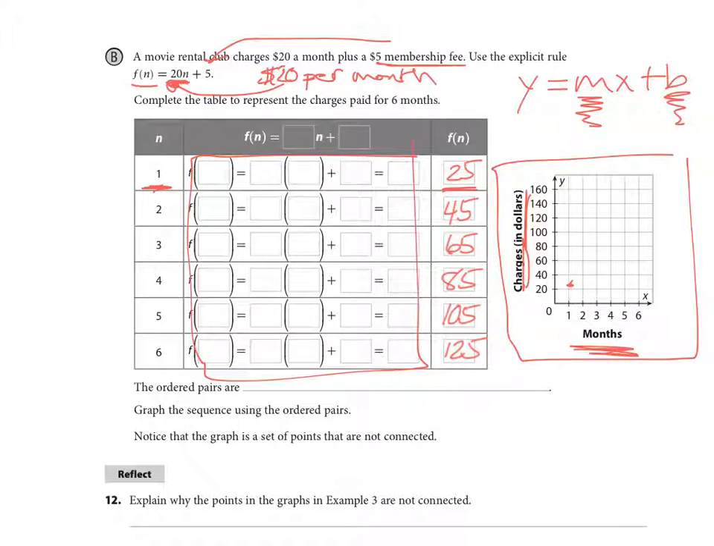Is this going to be a continuous or a discrete function? Discrete. This is discrete because you're not paying per day or per hour. You're paying per month. So there's 1 point. Then we go to 2 months, and now the cost is 45. So my points are not connected. It becomes a discrete function. Now, can everybody graph the points? Yes?